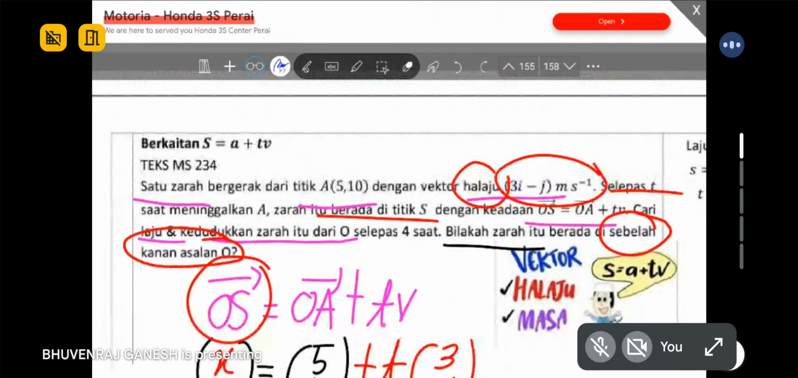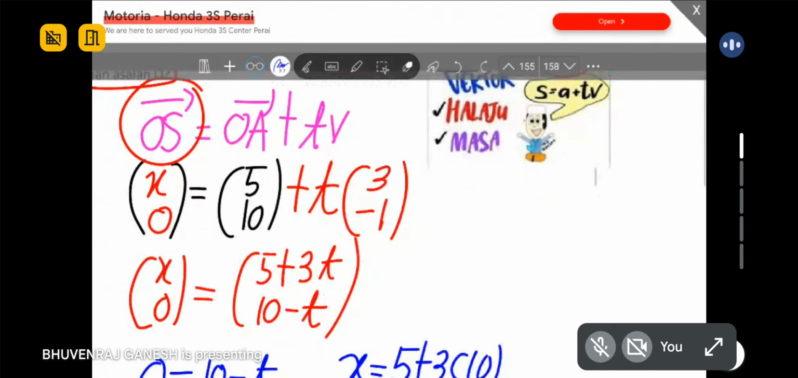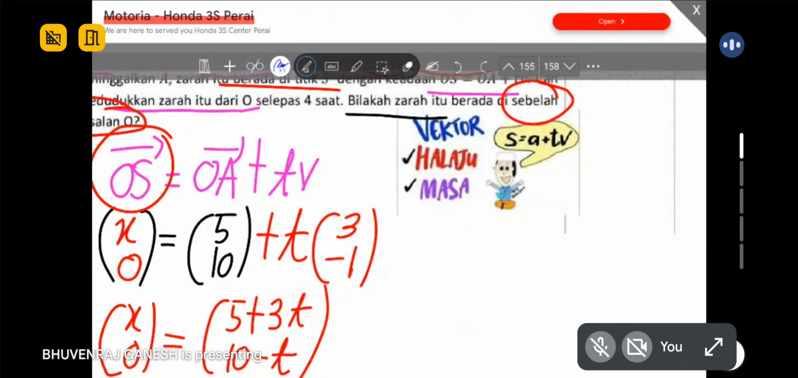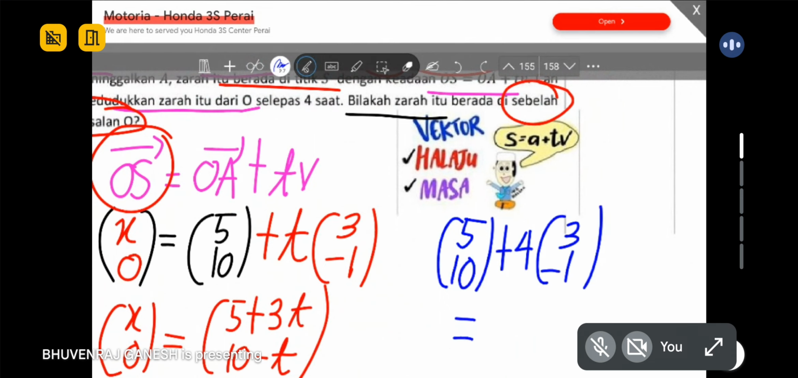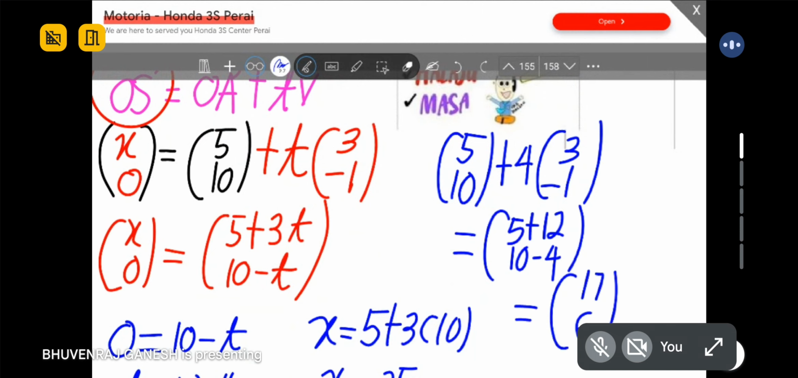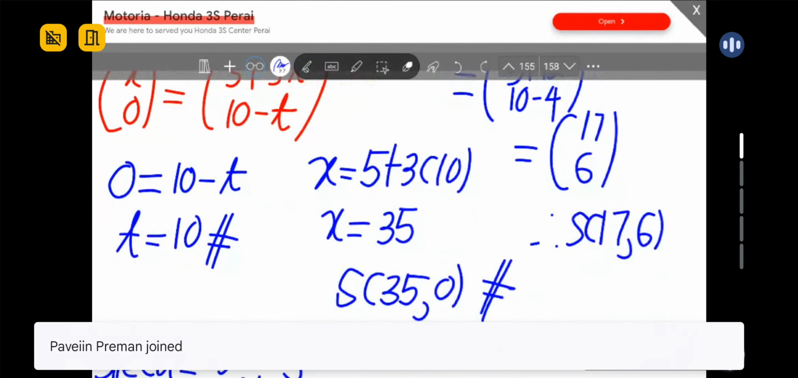Cari laju. Kedudukan zara O after 4 seconds. Okay, so this one you guys must actually substitute. 4 seconds means t equal 4, right? So you just substitute t sama dengan 4. After 4 seconds, if you guys solve, you will actually get 5 plus 12, 10 minus 4. So your answer is 17, 6, guys. So this is the position for S. 17, 6.